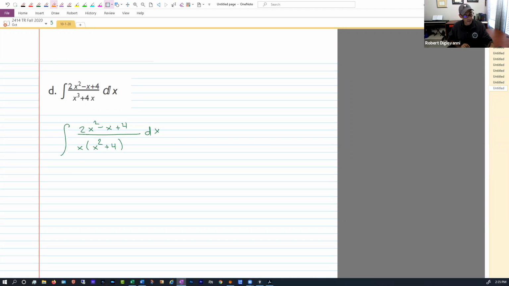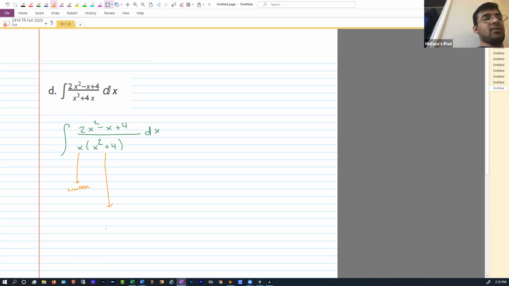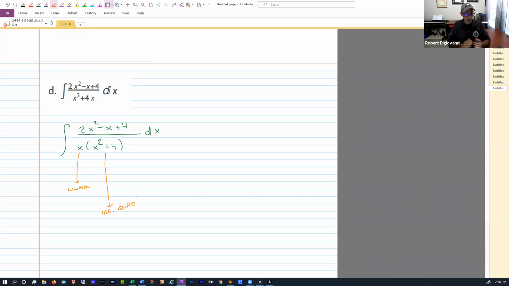So let's talk about the factors. What is this first one? Linear. Okay. What about the second one? Quadratic? It's an irreducible quadratic. Okay, so we have one linear factor, we have one irreducible quadratic. So what I'm going to do is partial fractions on this.